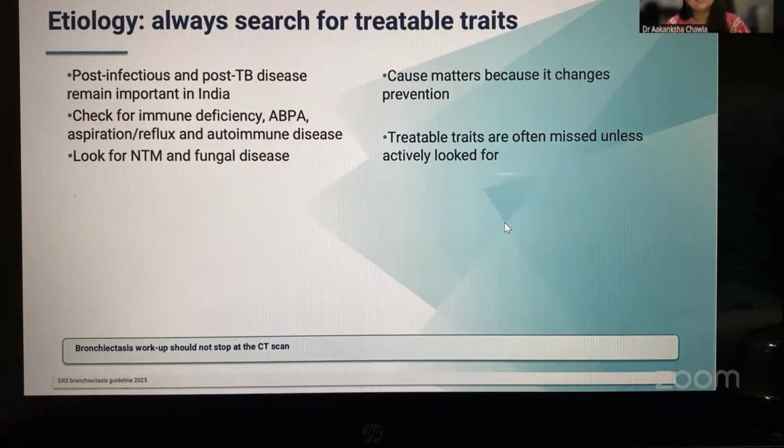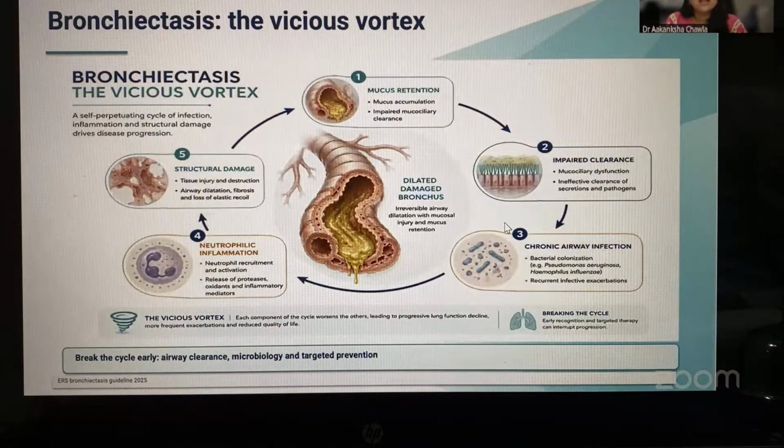Because the cause eventually helps you to first treat the patient and also in the prevention of recurrent exacerbations. Now, bronchiectasis is a vicious cycle. There is structural lung damage, there is tissue destruction, there is mucus retention, and there is impaired mucociliary clearance. So, when there is impaired clearance, there will be more stasis of secretions, and more bacteria will grow. There will be chronic airway infection, so there will be bacterial colonization and recurrent exacerbations. This will lead to further neutrophilic inflammation, more recruitment, so there will be more release of the inflammatory mediators.